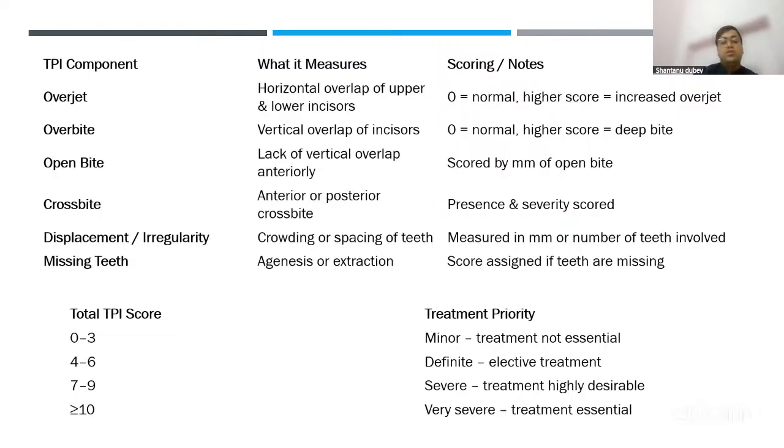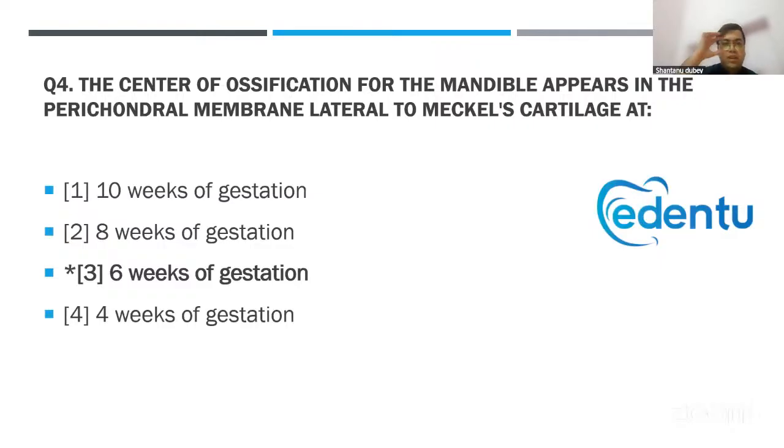So 0 to 3, like 0, 1, 2, 3, there are 4 components, just like IOTN AC. Then 4, 5, 6, then 7, 8, 9, again 3, and finally 10 and more than 10 is very severe. So you don't have to remember two things. You just have to remember that this index is very similar to IOTN AC.